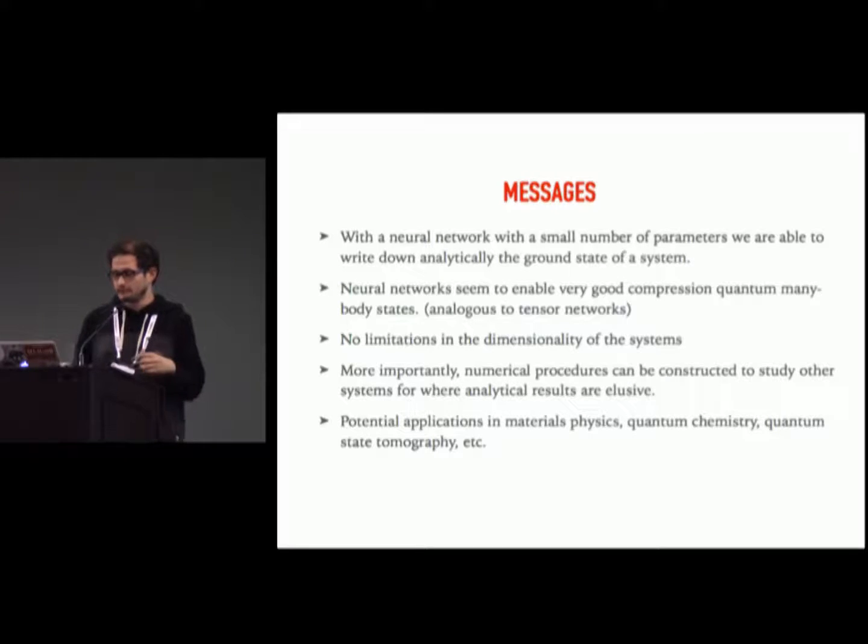They seem to be very good tools for compressing quantum many-body states, in analogy to tensor networks. But they have no limitations in the dimensionality. Tensor networks are very successful, especially in 1D. They're harder to apply in 2D and in 3D. Most importantly, we can devise numerical procedures to study systems where we don't have analytical solutions like this, okay? And this has all sorts of potential applications in materials physics, quantum chemistry, and quantum state tomography. So there's a whole lot of new interesting applications.